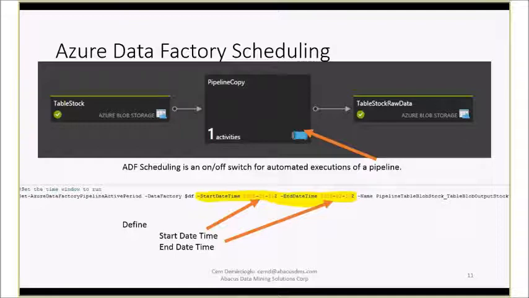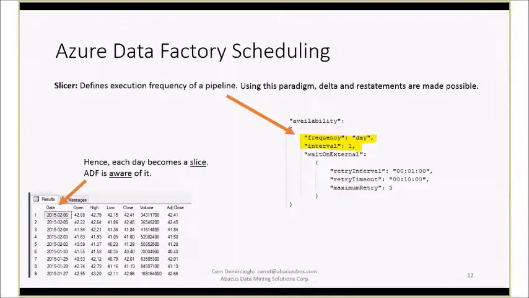Now I'll go a little bit deeper and talk about the slicers. The scheduling is done at the slicer level. A slicer defines the execution frequency of a pipeline, and here's how it's defined.